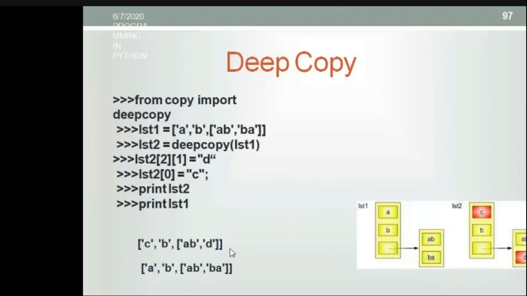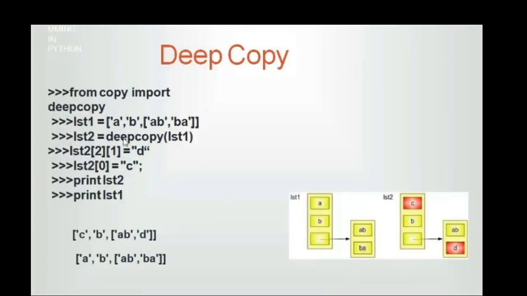If I do like this, L of 2 of 1 colon equal to D, like that, you will get a different copy. For doing that, you can use the deep copy function. So if a list is having another list, and if I use the deep copy function, each and everything will be duplicated, and you will get a different copy of a complete list. So for that, we are using deep copy.